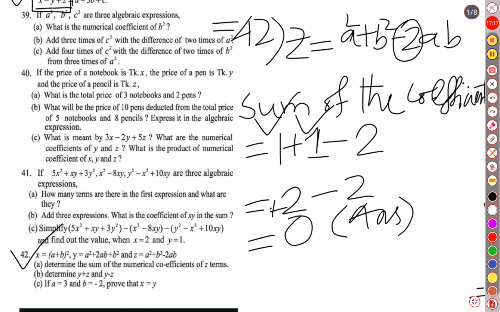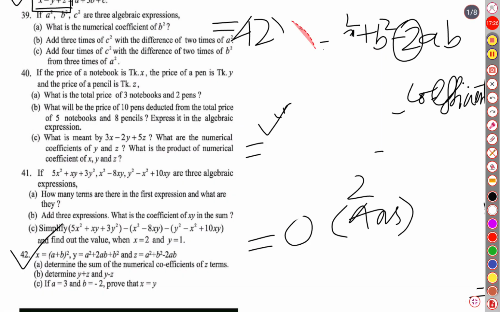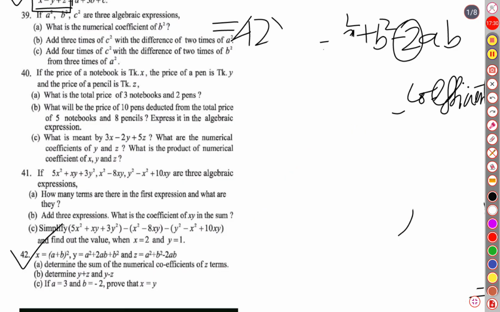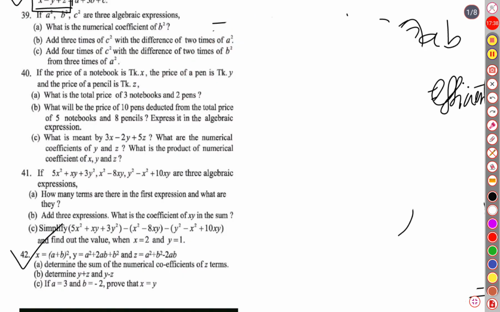Let's move on to question number B. Let's see what B says. This was about A. B says determine y plus z and y minus z. So first we will find y plus z.